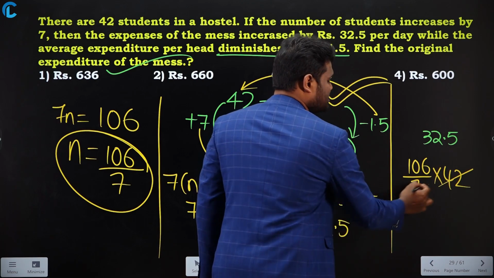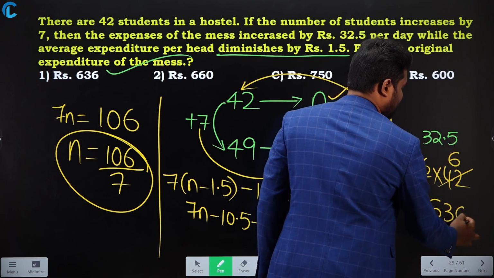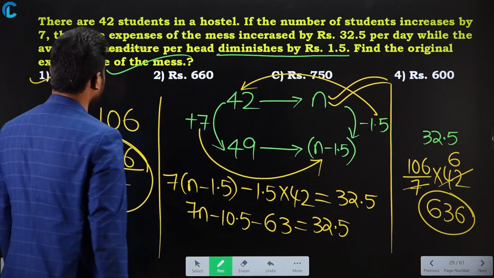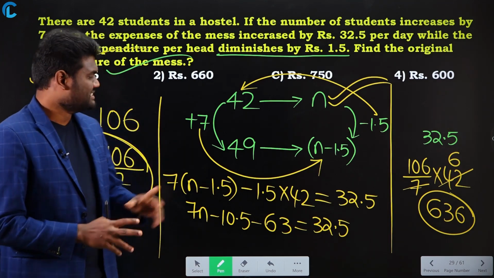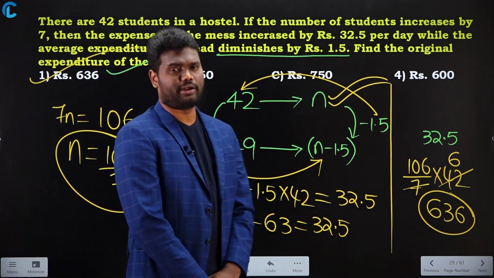So 42 cancels in 7 how many times? 6 times. So we can say that the answer is going to be 636, which means the total expenditure initially is nothing but 636 rupees. Very simple question. Just read the question carefully. If you read the question carefully, then solving this question will become really simple.